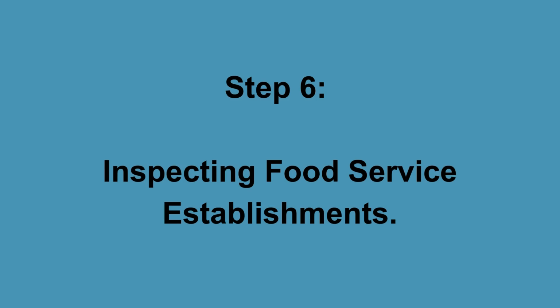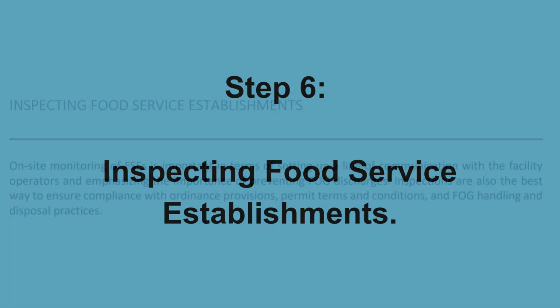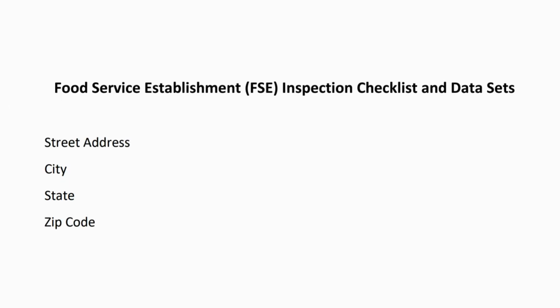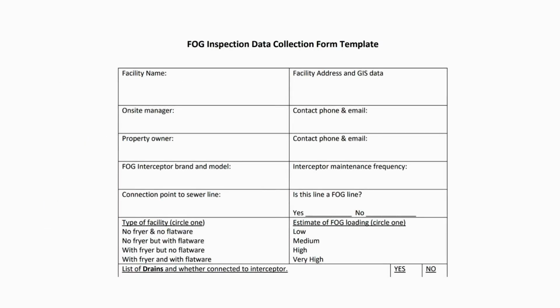Step 6. Inspecting food service establishments. Inspection methods must be developed to ensure compliance with regulatory requirements and to establish proper fog handling and disposal procedures. Elements needed to conduct an FSE inspection are included in the FSE inspection checklist and the fog inspection template.